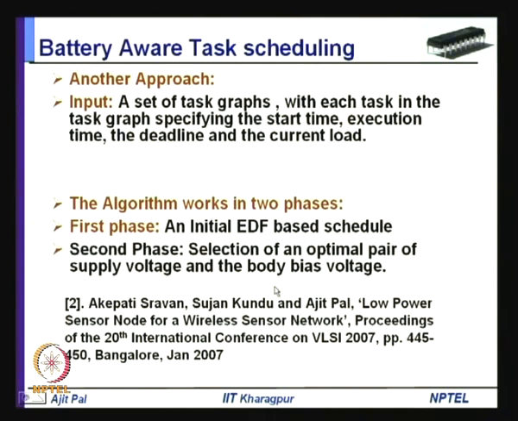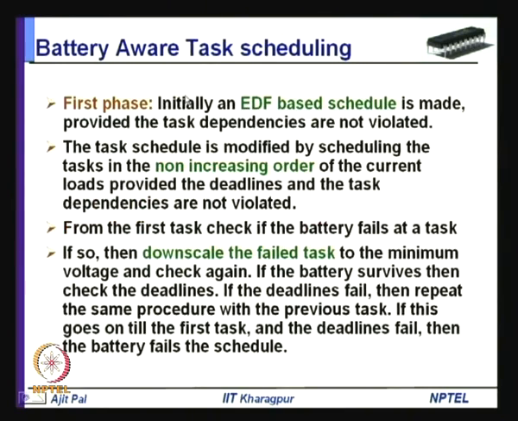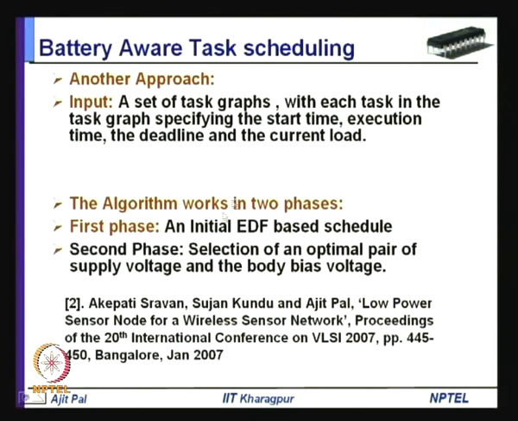In the previous paper, they used only dynamic voltage scaling, so it takes care of only the dynamic power. In this particular work, not only dynamic power reduction, but leakage power has been taken into consideration. Reduction of leakage power takes place by using body biasing, and as I said, it works in two phases.